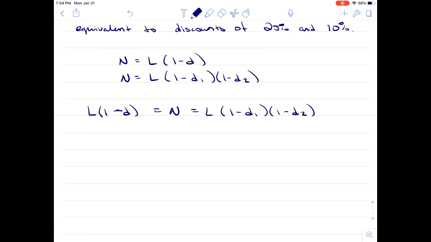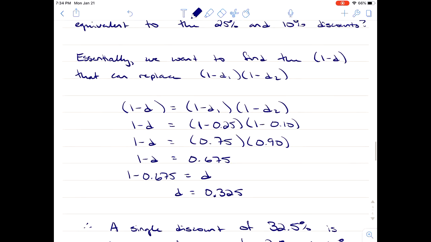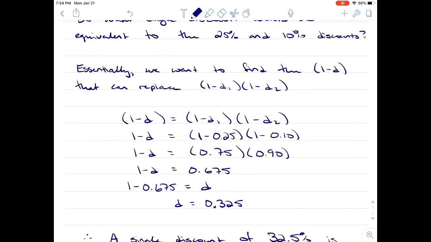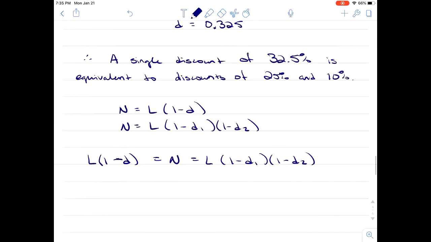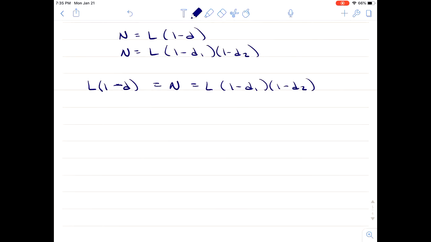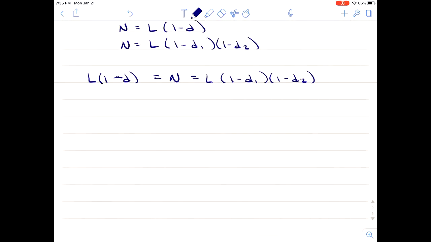So in general, how did we arrive at 1 minus D must be the same as 1 minus D1 times 1 minus D2? What we did was basically solve a system of equations. N is the same and N is the same. So we could do something like L times 1 minus D is N, which is also L times 1 minus D1 times 1 minus D2. And if what we just did here makes sense to you, then you can tune out for a little bit. I'm just trying to explain where we got this from. Both of these are equal to N, so we can cut out the middleman and just say that L times 1 minus D must be the same as L times 1 minus D1 times 1 minus D2.